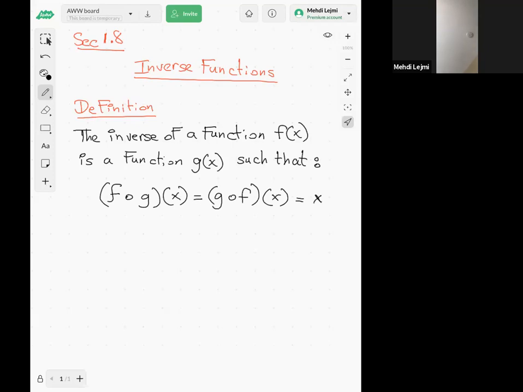Just a remark here. So this is the definition of the inverse: the inverse of the function f is the function g such that f composed with g is equal to g composed with f, which is equal to x. This inverse function g of x is not the reciprocal of f. It's not 1 over f.